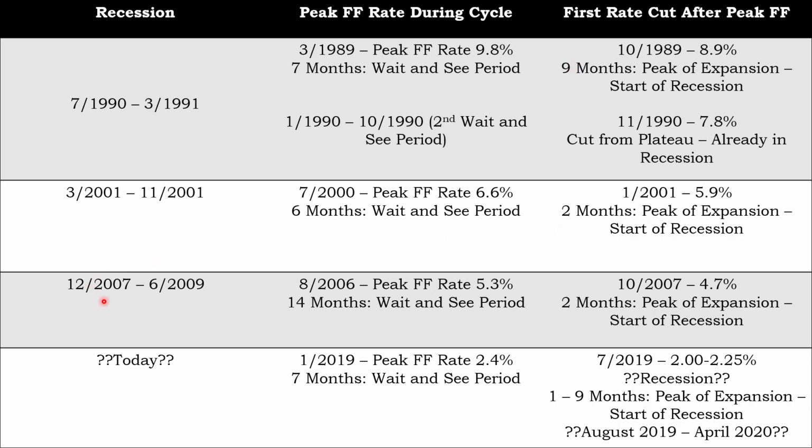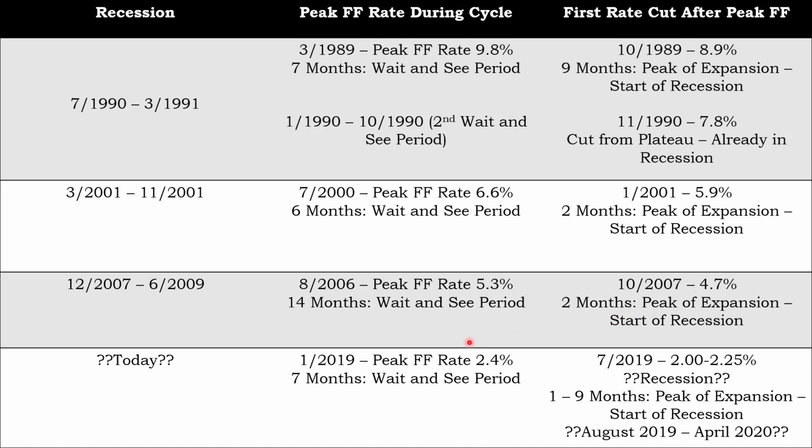Continuing now with the Great Recession, starting in December of 2007. We have to go all the way back to August of 2006 to find the peak federal funds rate, which at that point was 5.3%. There was an extended wait-and-see period, or plateauing effect, of 14 months. They then cut interest rates in October of 2007 down to 4.7%. Here, just like in 2001, it was only 2 months until we found ourselves in recession.